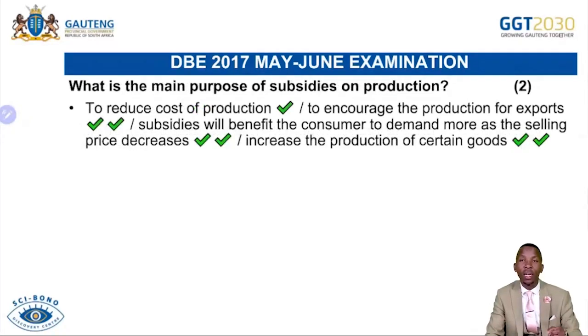You can see that this definition is not provided in there. And then also, what is the main purpose of subsidies on production? It is not given in the data response. To reduce the cost of production, to encourage production for exports; subsidies will benefit consumers to demand more goods and services since the selling price will decrease; and to increase the production of certain goods. So these answers that I'm busy with now are not in the data response. So it's very important for you to be mindful that copying the data response is wrong. In 2.2.3 going down, 3.2.3 or 3.3.3, it's wrong, up to question 4.